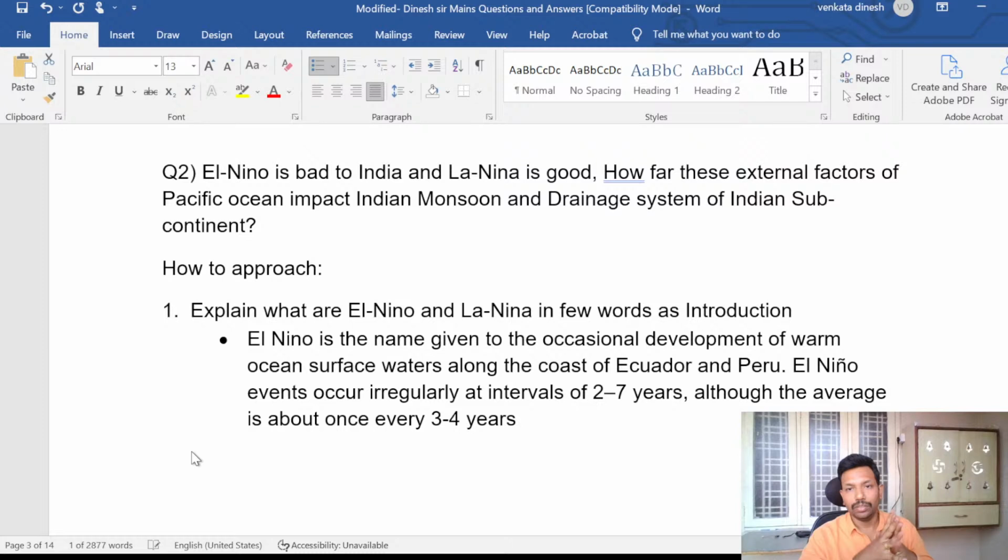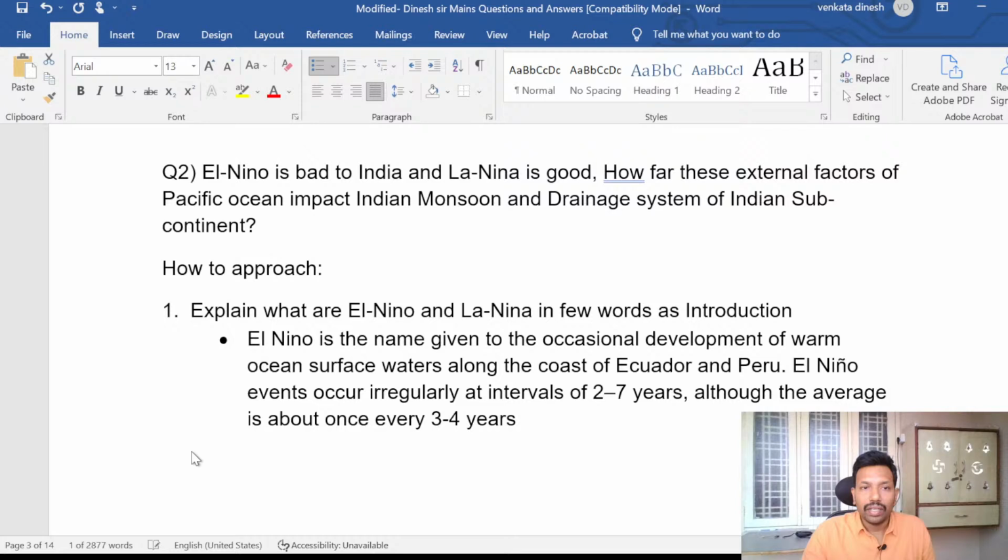So first, El Nino is bad, La Nina is good, for India. But is it so for every country? No. La Nina is bad for some, okay, I'll accept. How far do these external factors, which occur not in the Indian Ocean but in the Pacific Ocean, impact the Indian monsoon? Yes, there are certain currents that come to India from the Indian Ocean, and for the Indian Ocean, again it comes from the Pacific. So Pacific to Indian Ocean to India. That is the introduction.